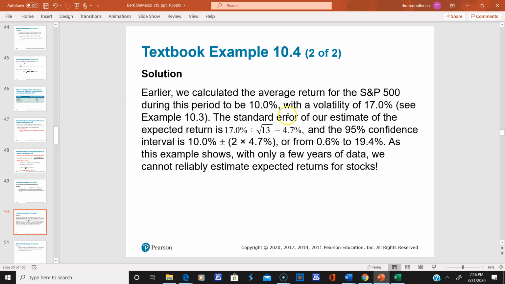That's 4.7, and the 95% confidence interval is going to be 10 plus or minus 2 times 4.7, which is what we calculated here. So it goes from 0.6 to 19.4. As this example shows, with only a few years of data, we cannot reliably estimate expected returns for stocks. So you need a lot more years. That's the problem there.